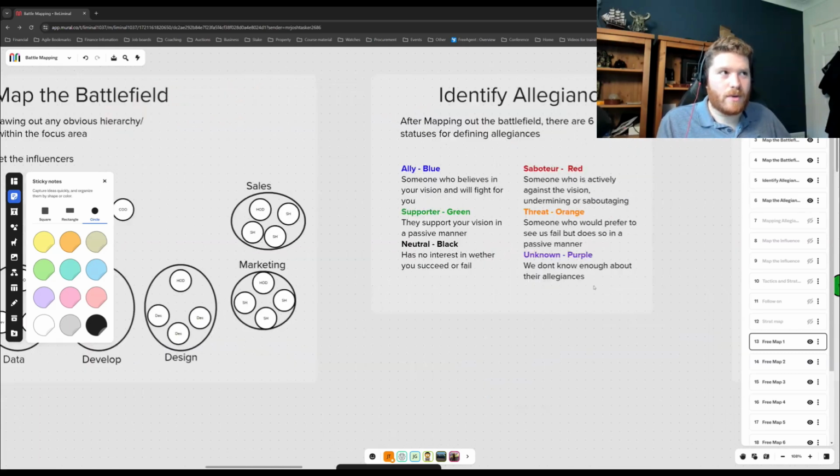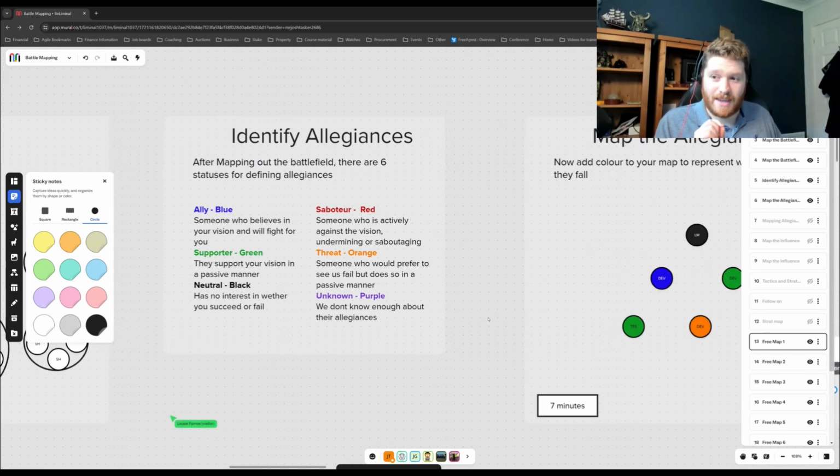So now we're going to identify the allegiances, and this is again where I'm going to caveat for battle mapping. In this context, we use the terms allies and supporters, and then we have our saboteurs and our threats. And again, no one in your organization is really the enemy. It just so happens that in this metaphor, for your context of what you're trying to do, they are either actively or passively going against you. And obviously, if you ask them to go for a coffee, they're more than likely going to say yes anyway.